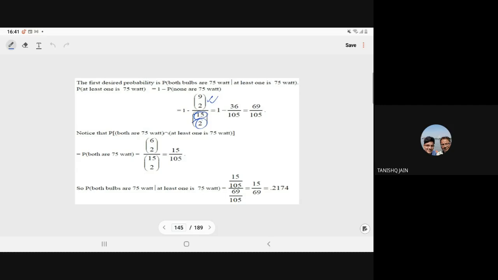So the required probability, let this be A and this be B, will give you the probability of A intersection B divided by the probability of B. So this will be the required probability. It will come to 2/74.